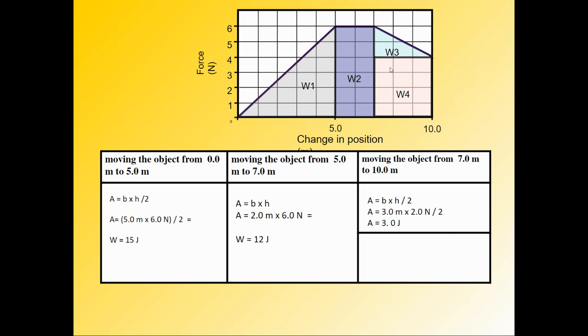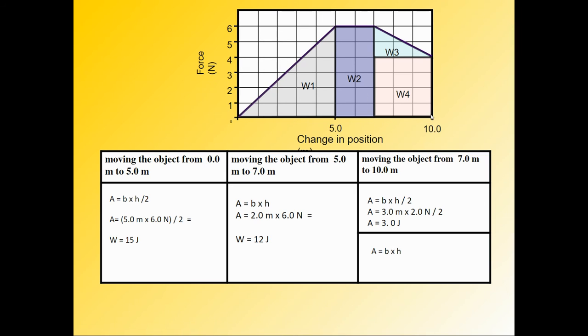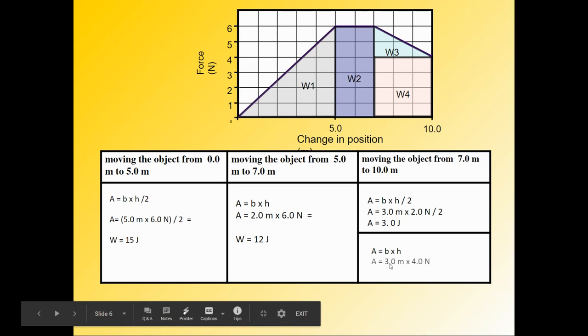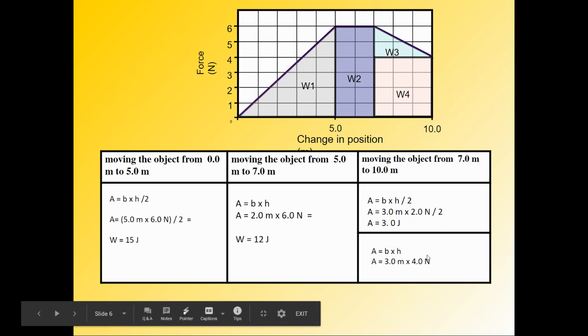I'm going to calculate this square last, which is base times height. Again, starting at 7 and ending at 10 is only 3 spaces. I'm going from 0 up to the corner of the rectangle, which is 4. So I'm going to use that as my height. And in the end, I get 12 joules.